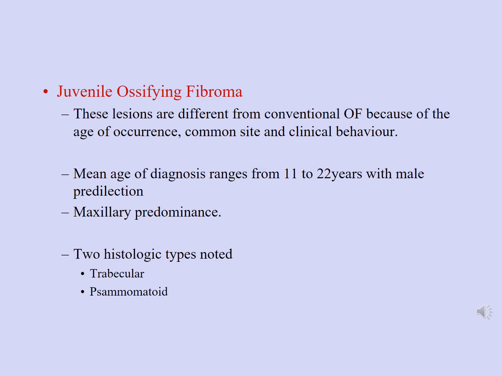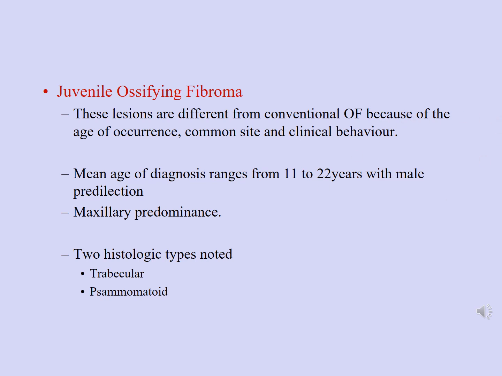On the other hand, when we look at juvenile ossifying fibromas, these lesions are different from conventional ossifying fibromas because of the age of occurrence, the site that it commonly affects, and the clinical behavior. So let's look at it. First of all, age of occurrence: the mean age of diagnosis ranges from 11 to 22. They have a male predilection, as against conventional ossifying fibroma, which has a female predilection. The site is maxillary predominance, more commonly seen in the maxilla. And the two histological types are trabecular and psammomatoid type.